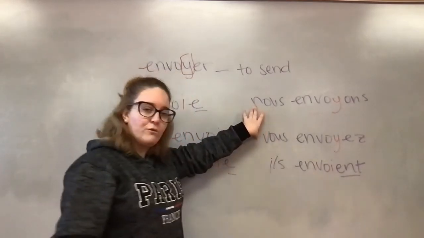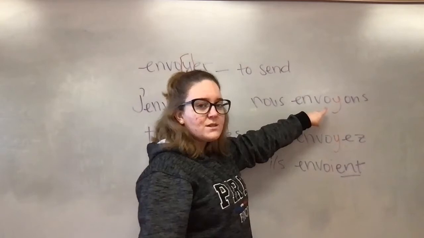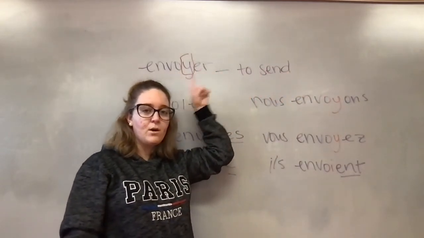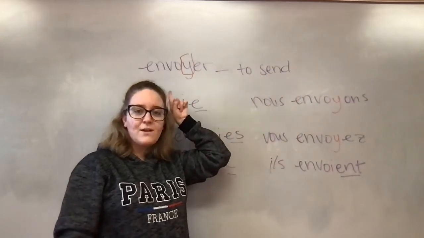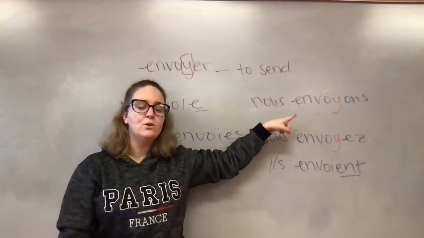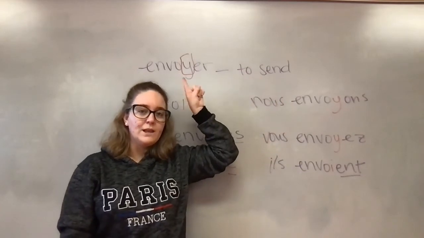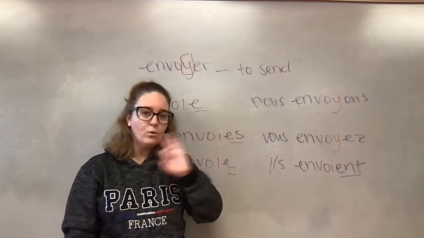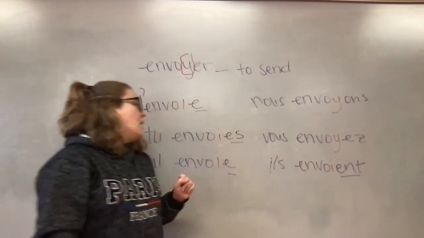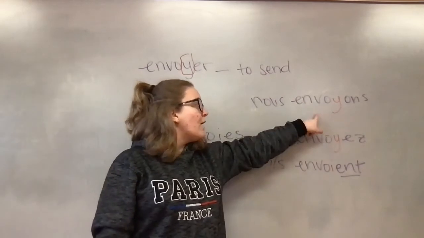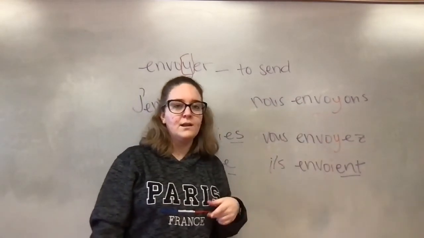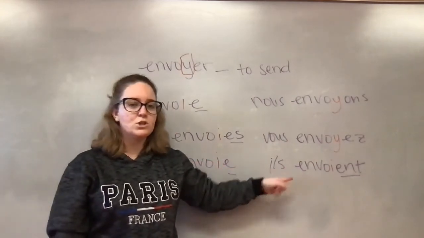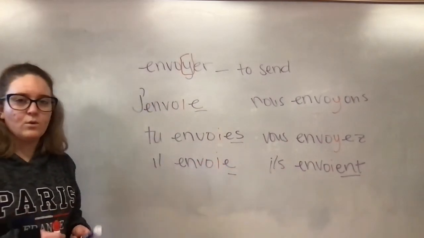But in the nous and the vous form, as always, we keep the same thing that the infinitive has. So if the infinitive has an accent mark, we keep the accent mark. If it doesn't have an accent mark, it doesn't have one in the nous and the vous form. If it has a certain letter, we keep that letter in the nous and the vous form only. So we kept our Y here, envoyons, envoyez, but in the je, tu, il, and ils forms, it changes to an I. So make sure that you're aware of those ones.